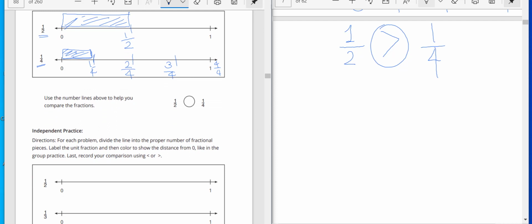Use the number lines above to help you compare the fraction. From the number line, which is more than, half or fourth? Yes, half is more than fourth.